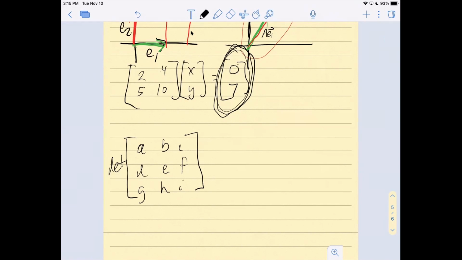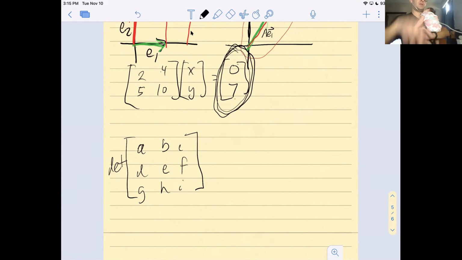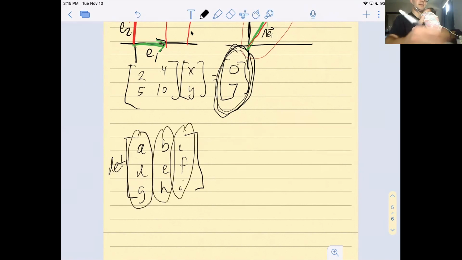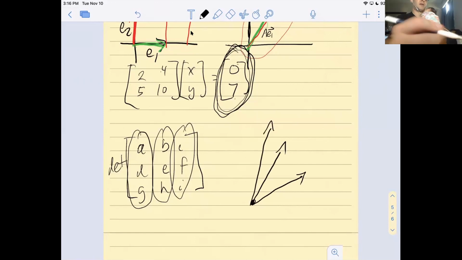The volume. So in 3x3, you have to start thinking about three dimensions, because this is a vector in 3D space. It's a little bit hard for me to draw, but if I have three vectors in 3D space, do you see that you can make an extension of a parallelogram called the parallelepiped?